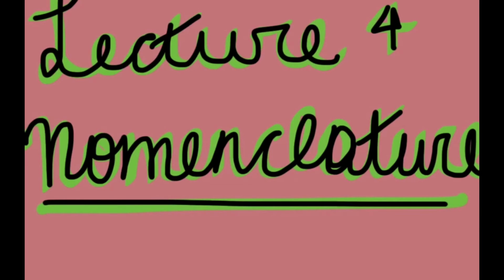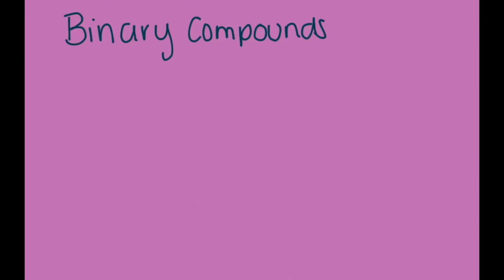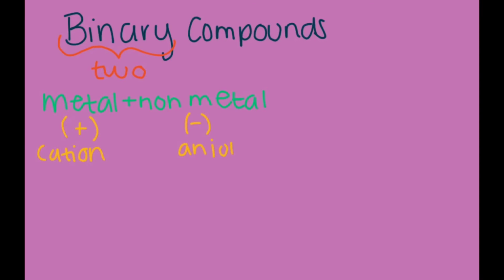So for the next lecture, we have lecture 4 on nomenclature. The first section on this lecture is all about naming binary ionic compounds. The word binary actually means two. In this case, the two represents the metal and nonmetal that are present in the compound. And as we'll see, the metal will always be first in the compound, followed by the nonmetal. The metal will always contain the positive charge, and the nonmetal will contain the negative charge. The positive charge is called a cation, and the nonmetal will be called the anion.